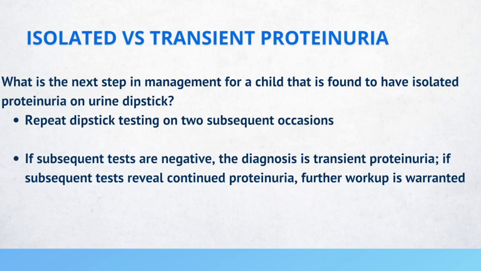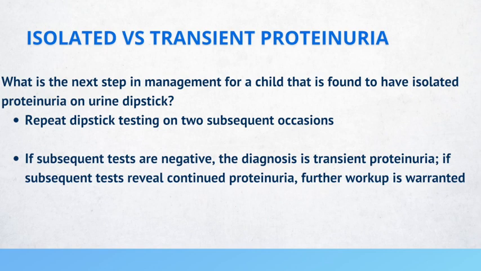What is the next step in management for a child that is found to have isolated proteinuria on urine dipstick? Well, that is to repeat the dipstick testing on 2 subsequent occasions. If the subsequent tests are negative, the diagnosis is transient proteinuria. If subsequent tests reveal continued proteinuria, then further workup is required.